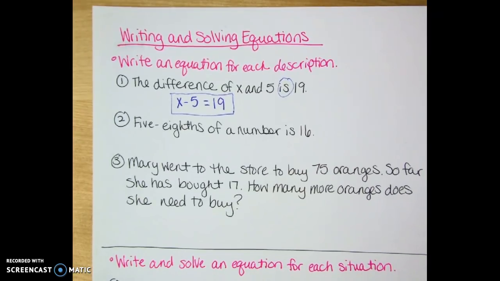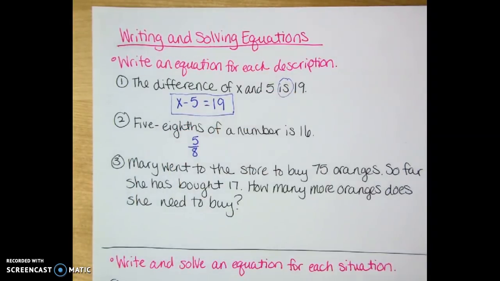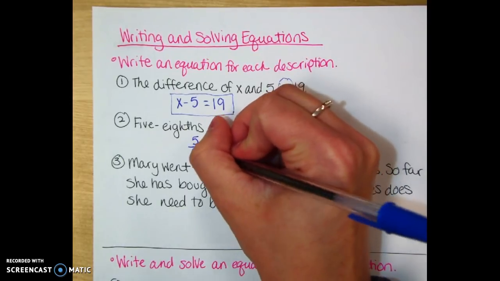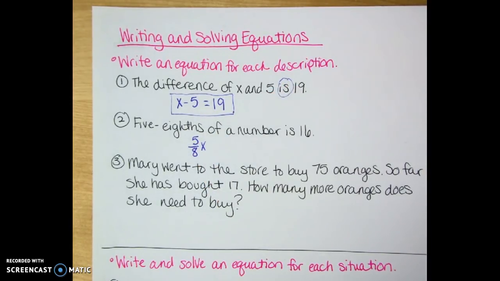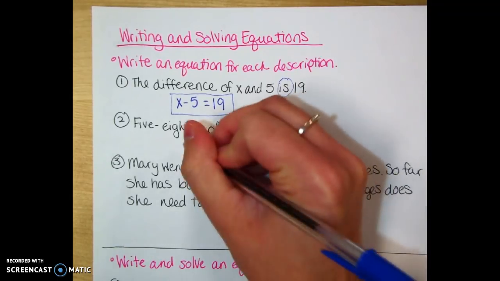Okay, number 2, it says 5/8 of a number is 16. So 5/8, that's a fraction. So 5/8 of a number. Of means multiplying, and a number we can just use x. So 5/8 times x is 16.